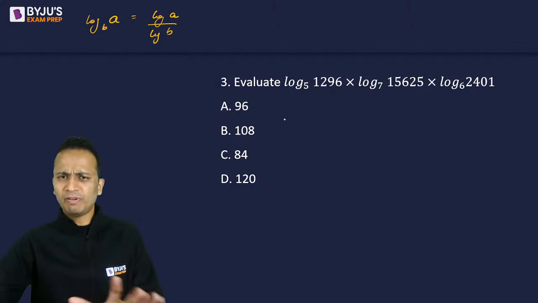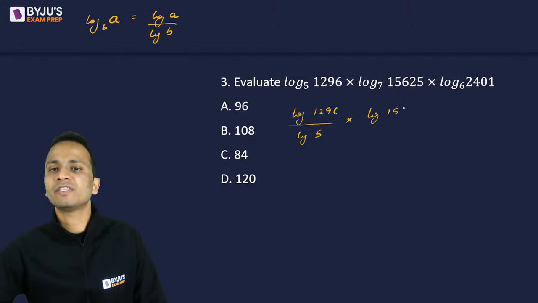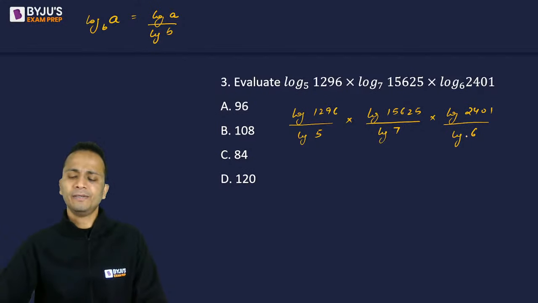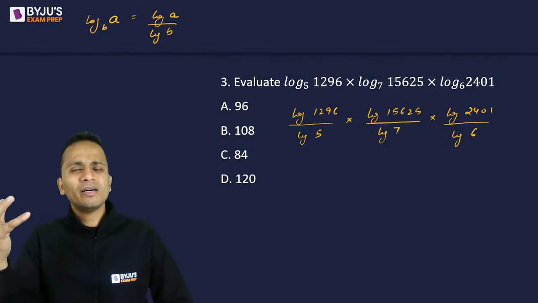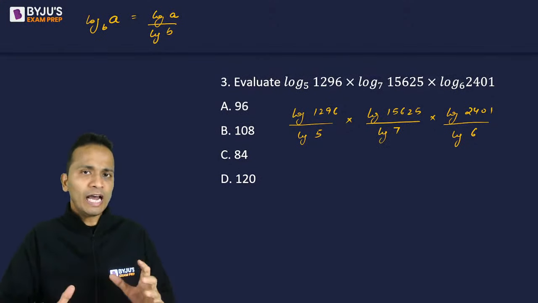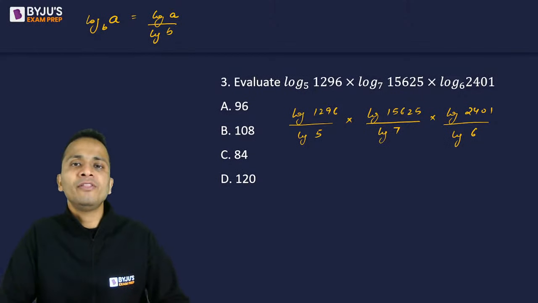So if I start simplifying this, okay, very slowly, you can continue and find the answer. So first term can be written as log of 1296 divided by log of 5. Then multiply log of 15625 and denominator will be log 7. And then log of 2401, denominator will be log of 6. Okay. Now after that, you will wonder in which direction should we go. अब ये जो चीज होती है ना, ये सिर्फ क्वेश्चन में ही होती है. Okay, so you don't have to think out of this question, but the hint is given in the question itself.